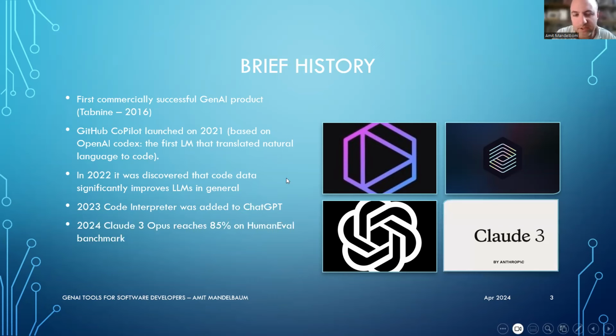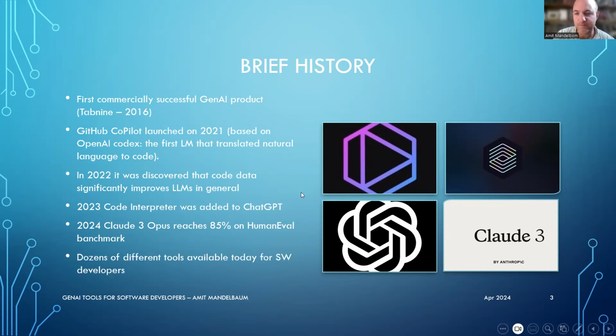In 2024, Claude 3 was released by Anthropic, which reaches 85% on HumanEval. HumanEval is a benchmark of coding challenges that are pretty extensive and elaborate. And this result is considered very, very good. It's actually much better than top human experts, which means that the state-of-the-art LLMs are able to solve very sophisticated coding problems better than humans, meaning that they have reached superhuman capability.